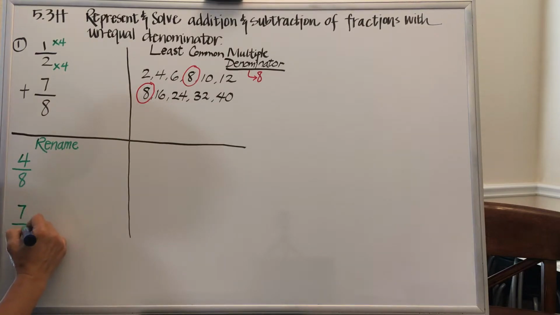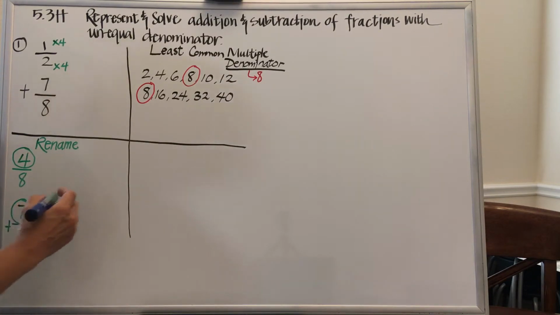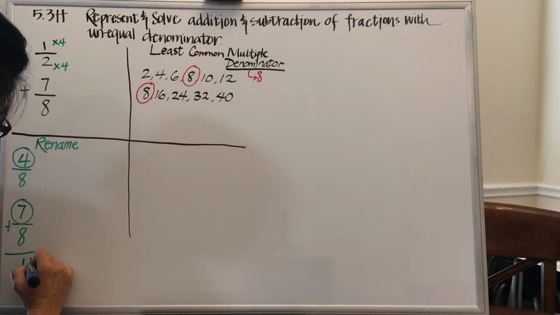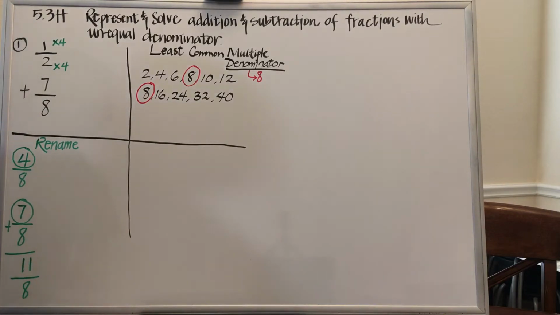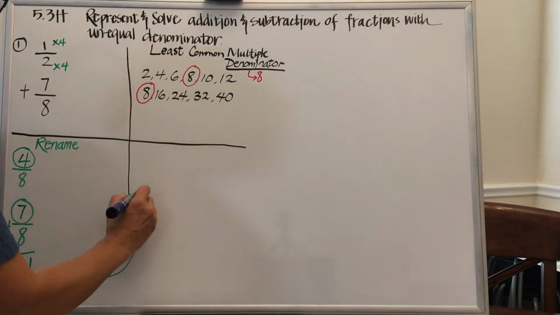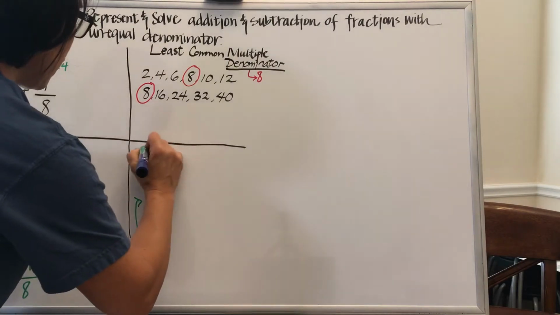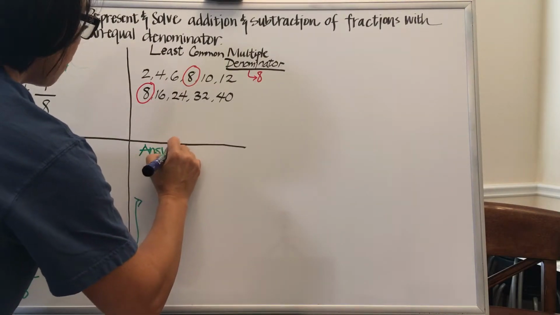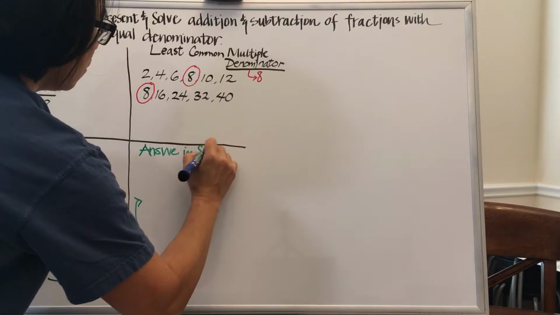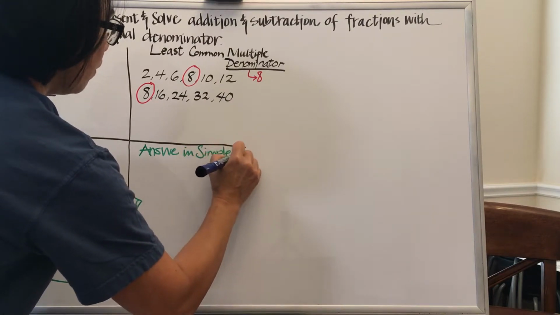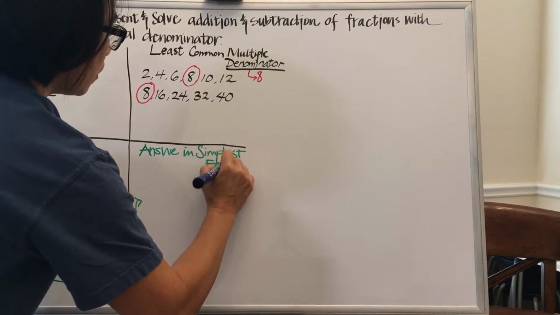Now we have 7/8. We're going to add to 4/8. Now 4/8 and 7/8, when we add them together, we can only add the numerators. Okay, so we have 11/8. Now this is where I want to put my answer, and this is my answer in simplest form. Always take it to the simplest form.